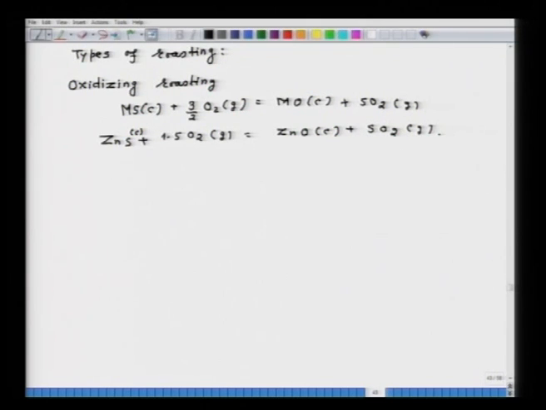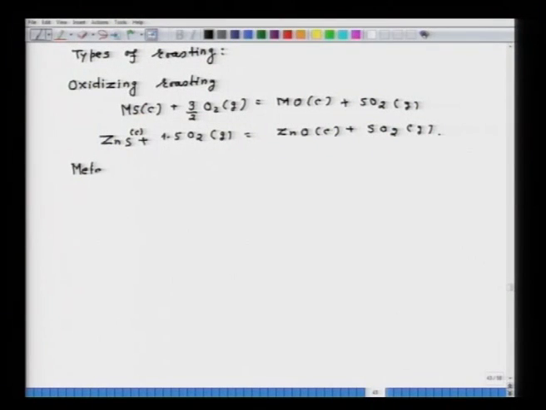In carrying out oxidizing roasting, you take a sulphide ore and pass air, you provide an oxidizing atmosphere. You have to control the amount of oxygen so that metal sulphate does not form if it is not required. In this oxidizing roasting, many times metal sulphate may also form.